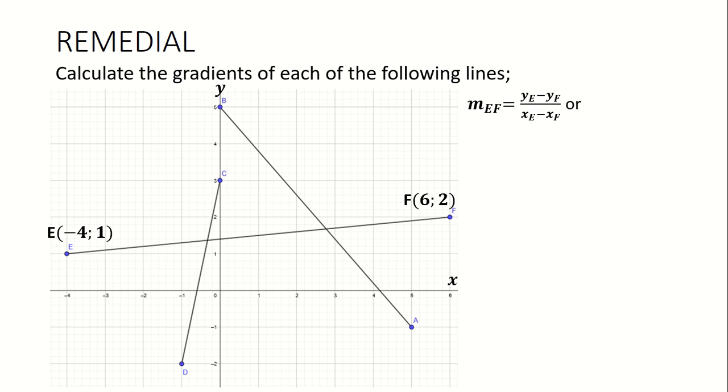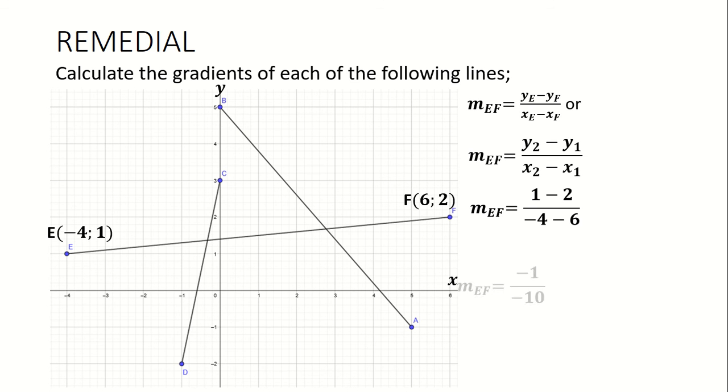The gradient of EF will simply be change in y all over change in x, which is y of E minus y of F, divided by x of E minus x of F, which is simply 1 minus 2 divided by -4 minus 6, which will give me -1 over -10, and that will be 1 over 10.